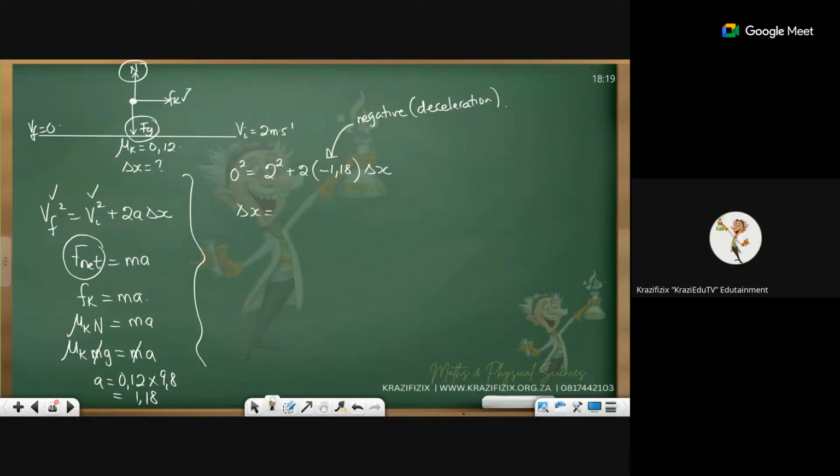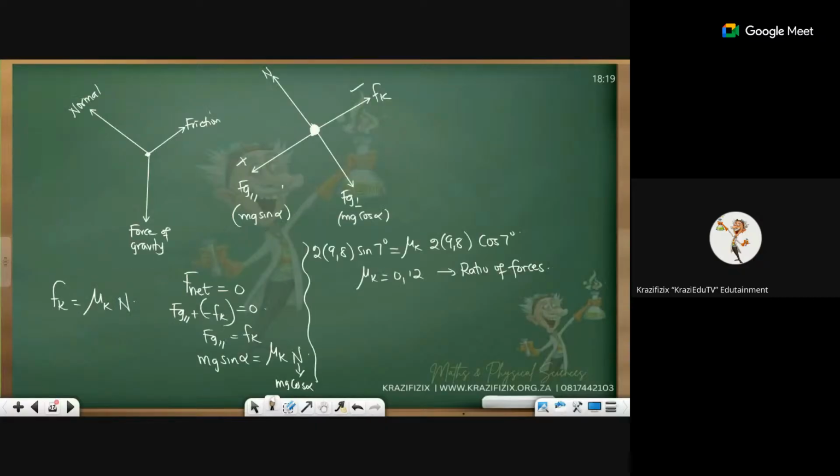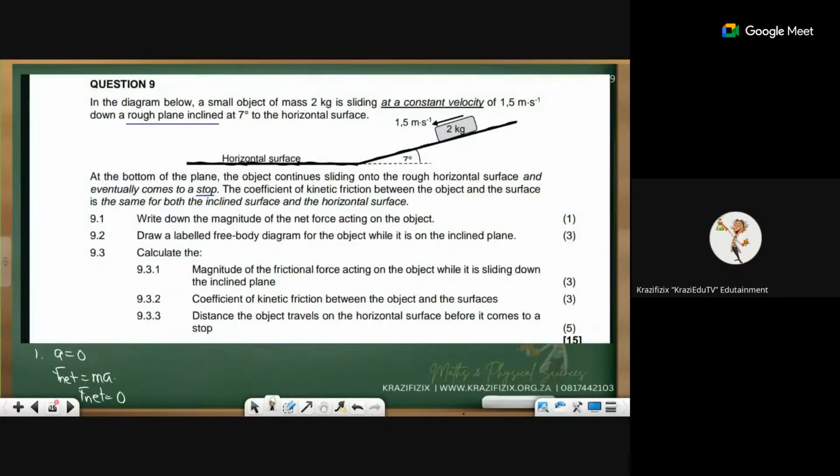Negative? 69. 1.69 meters. That's the one. No, distance. No, not this one. Coefficient of friction. No, what are you talking about?